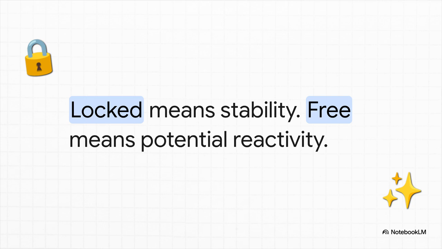So why on earth does this matter? Well, it boils down to something really simple, actually. A locked anomeric carbon means you've built a super stable, much less reactive molecule. It's like putting a safety cap on it. A free anomeric carbon, though, that leaves the door open for chemical reactions. It's a design choice. Are we building for stability, or are we building for reactivity?